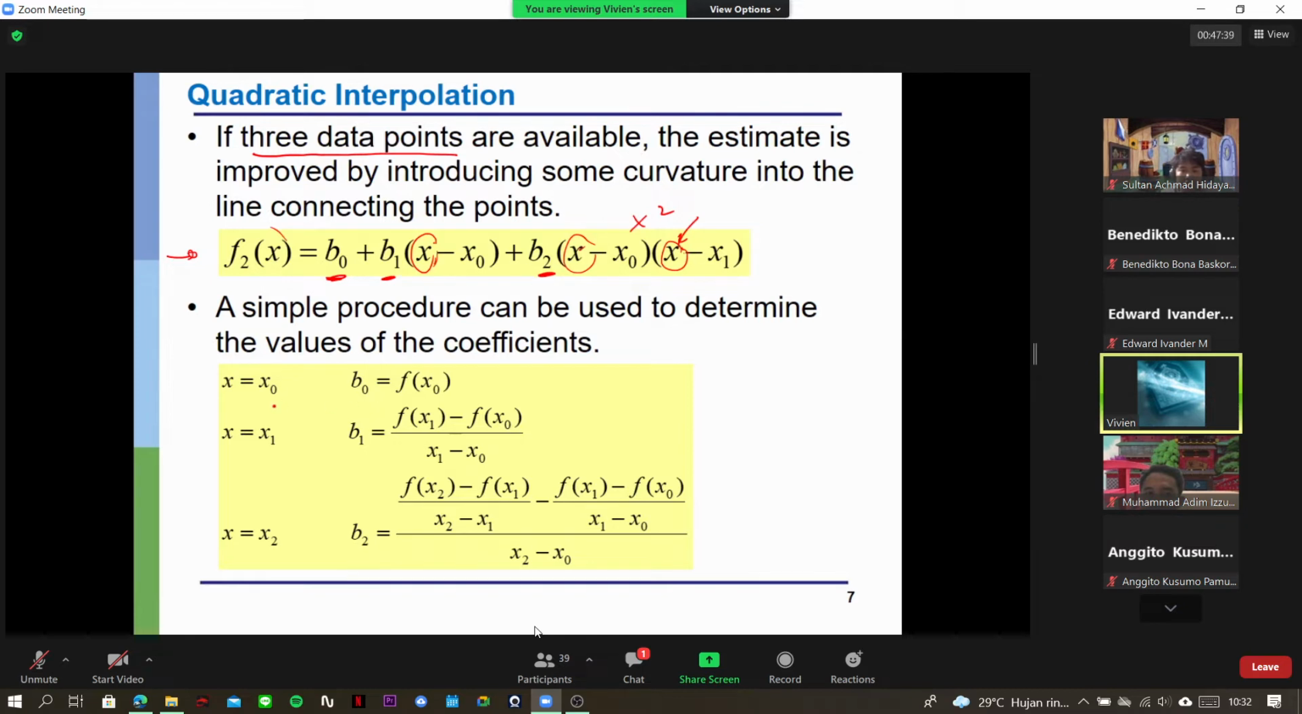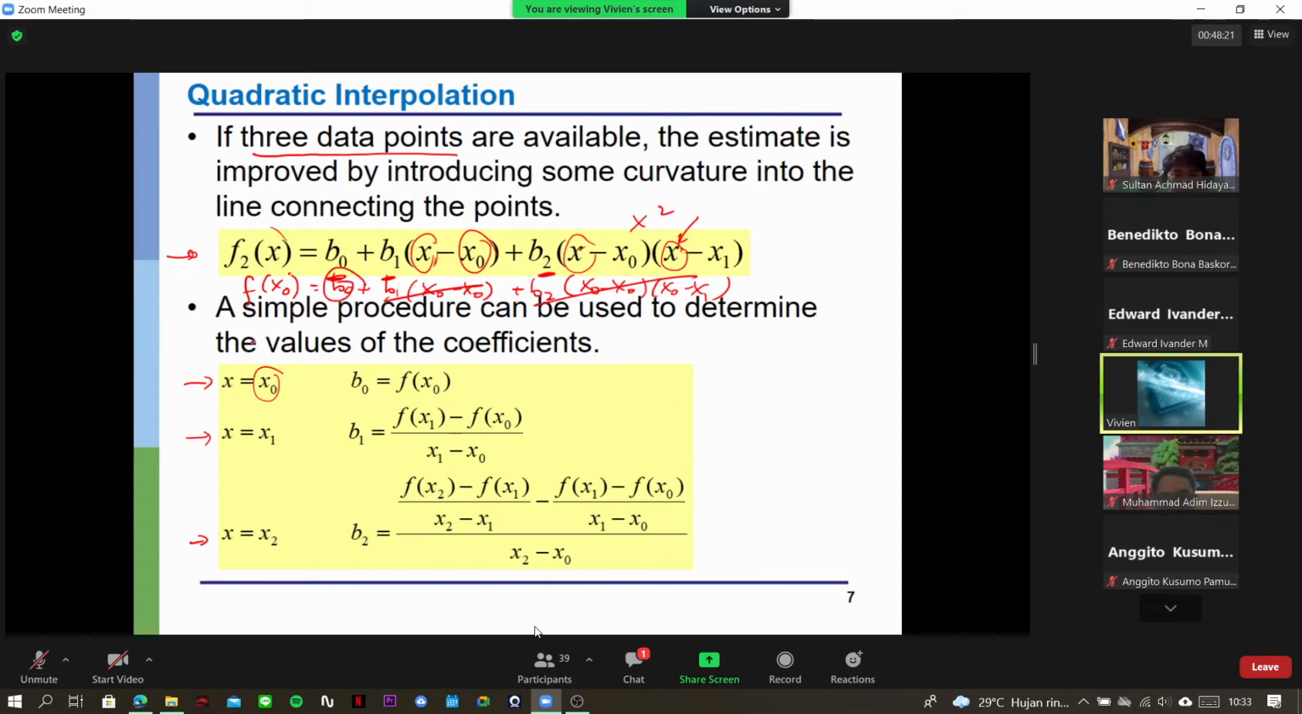We have 3 boundary conditions. At x0, the first data point, we have the value of the function f(x0). So if we insert x0, the value will be f(x0). That will be p0 plus p1 times (x0 minus x0), which is 0, plus p2 times (x0 minus x0) times (x0 minus x1). So these terms will be 0, and of course we get p0 equals f(x0).